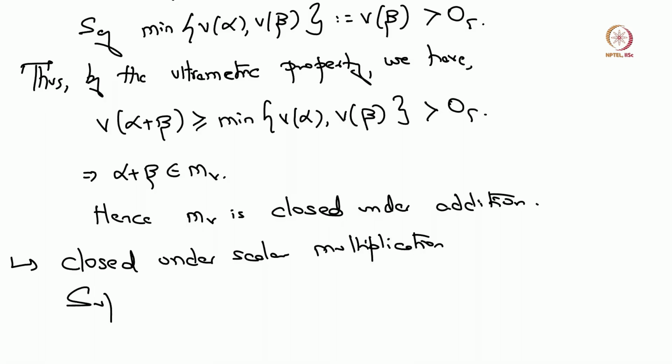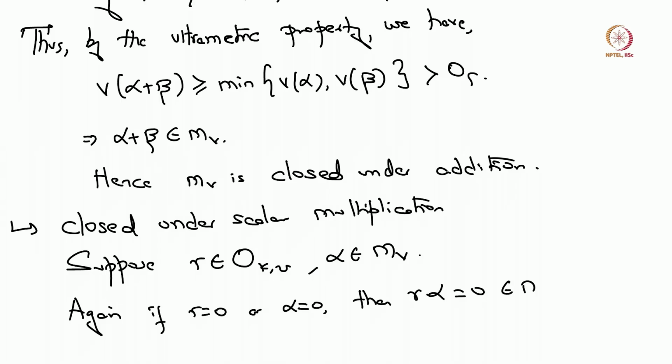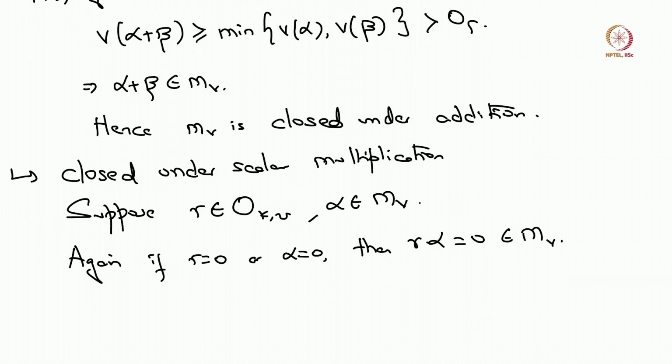So suppose you have an element little r in O_Kv and alpha in M_v. Now again, the same argument: if r is 0 or alpha is 0, then r times alpha is just 0, which belongs to M_v by construction. So again, without loss of generality, just assume that r is not 0 and that alpha is not 0.